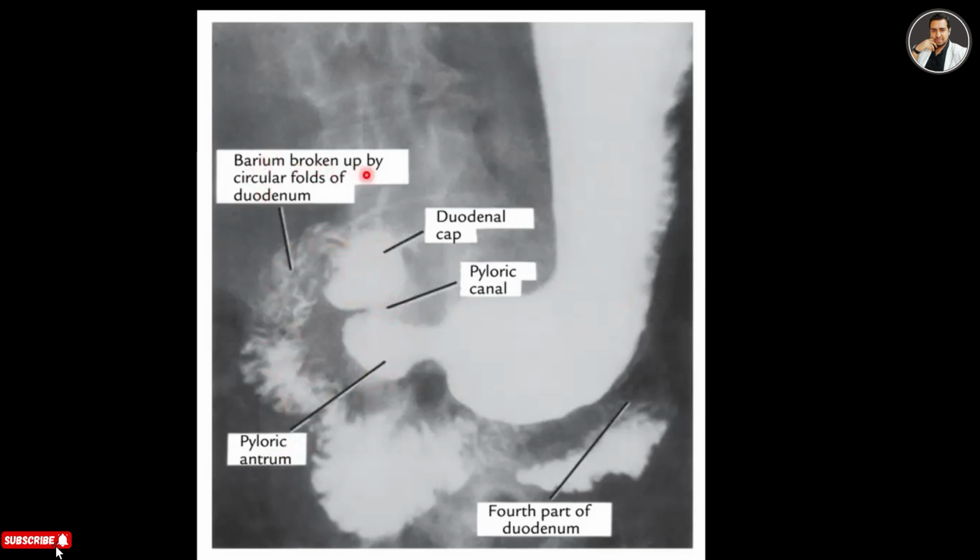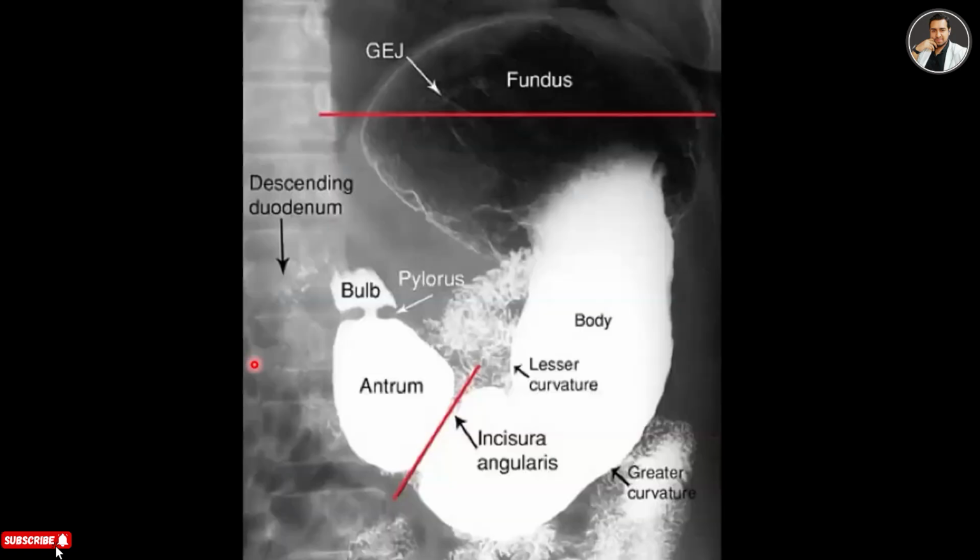So the barium is broken up by circular folds of the duodenum. So you know there are circular folds in the duodenum. So as the contrast passes the duodenal cap and reaches the small intestine, here the barium meal study ends. And this is the fourth part of the duodenum. Let's go to the next slide.